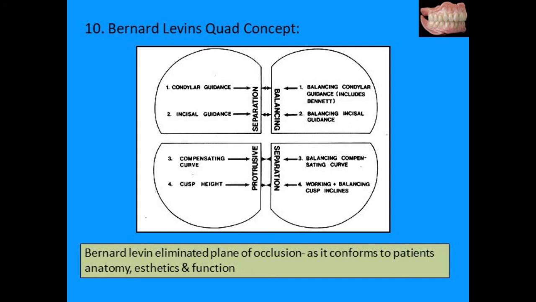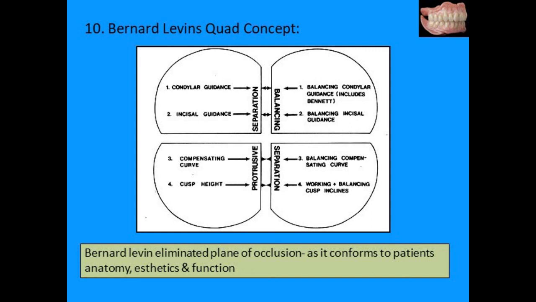So according to him, the condylar guidance is fixed and is recorded from the patient, and the balancing condylar guidance includes the Bennett movement on the working condyle. The incisal guidance is usually obtained from the patient's aesthetics and phonetic requirements, and it can be modified for special requirements, like reduction of incisal guidance is used when the residual ridges are flat. Again, the compensating curve, which is the most important factor to obtain balance.